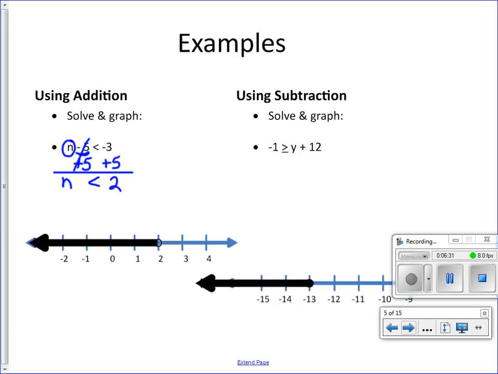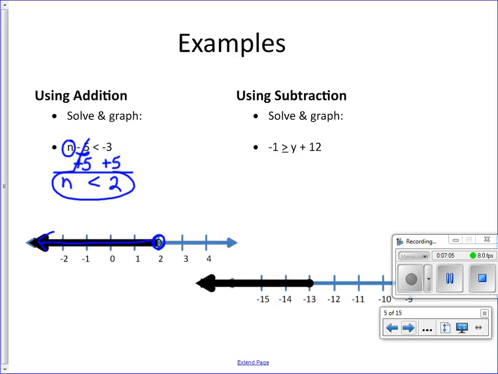Now, you can see from the graph, please note, there is an open circle at the 2 because n is less than 2. It is not equal to 2. And then it's everything going to the left. All right? Also, when you circle your answer, be sure that you don't just circle 2 like you might have done on an equation. Your answer is actually the whole expression. n is less than 2.